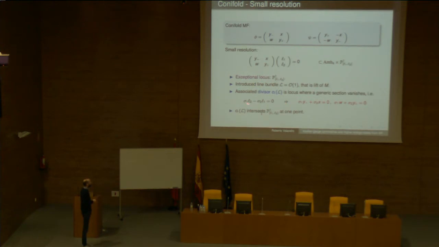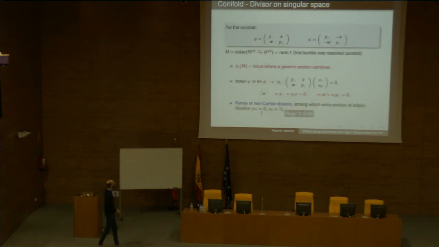This extra divisor here manifestly intersects the P1 at one point. So we have obtained this extra divisor in the singular space by going to the resolution, then finding this divisor, then blowing down, and we get this. How can we get this expression directly in the singular manifold?